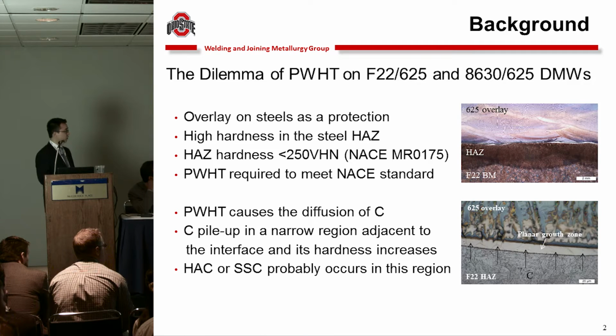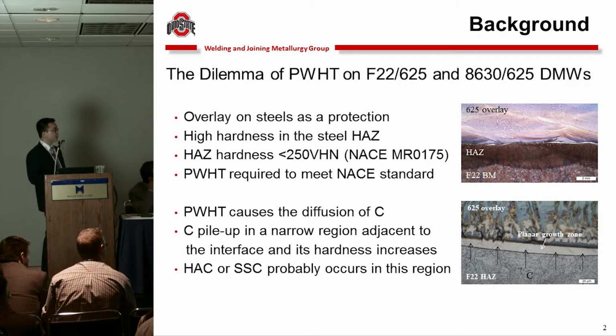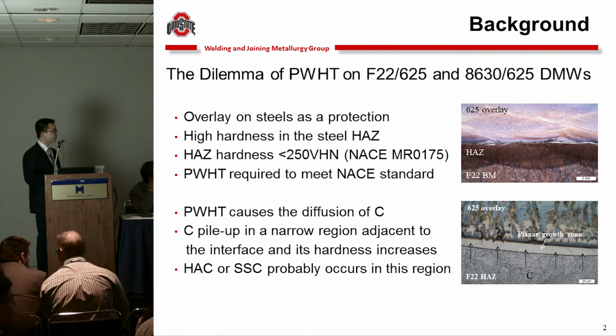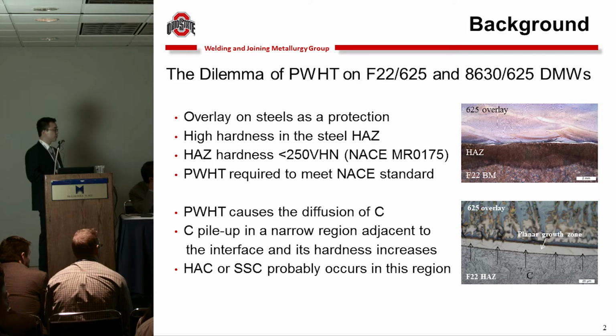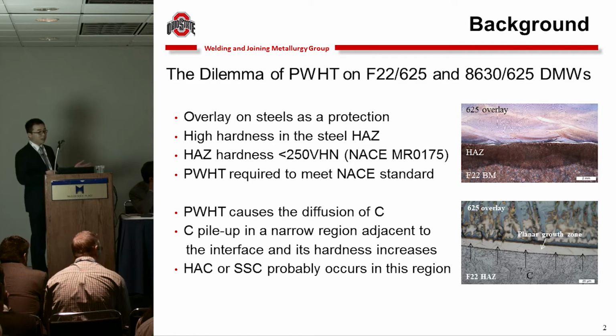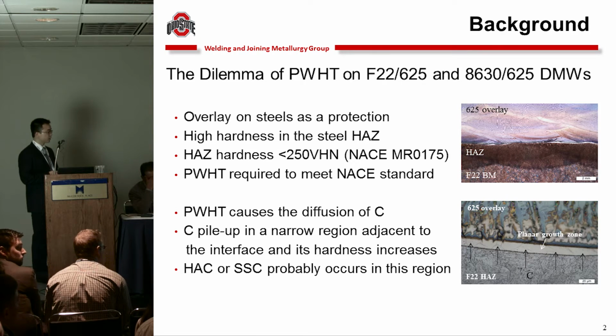The heat-affected zone has very high hardness, and the NACE standard requires that the hardness in the heat-affected zone should not be above 250, so post-weld heat treatment is required to reduce the hardness and also relieve the stress. But the problem is here. Post-weld heat treatment will cause the diffusion of carbon from the steel side to the nickel-based alloy side. So the carbon will pile up in a very narrow region adjacent to the interface, and the hardness in this region will increase. Previous researchers thought that the region with high hardness should be the planar growth zone. But my result tells another story, and I will tell you more later.